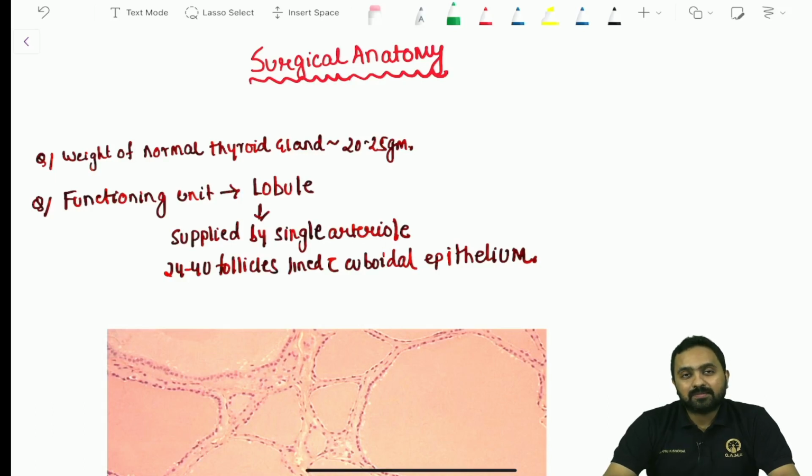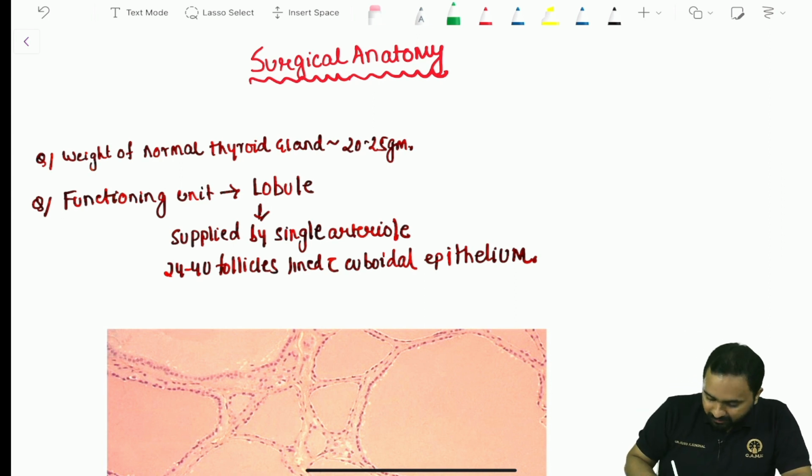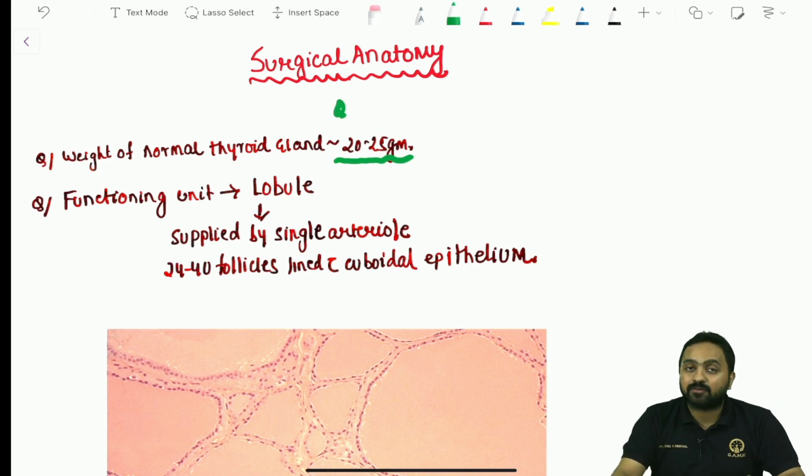In this video, we shall be discussing a few important aspects of the surgical anatomy. So we start with the basics. The weight of the normal thyroid gland is 20 to 25 grams. This has been previously asked as an MCQ, hence the purpose of putting it over here.